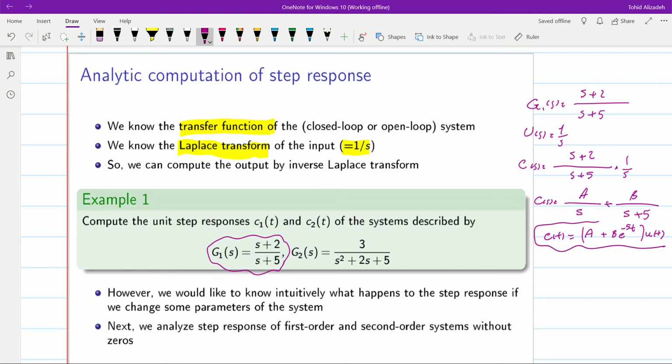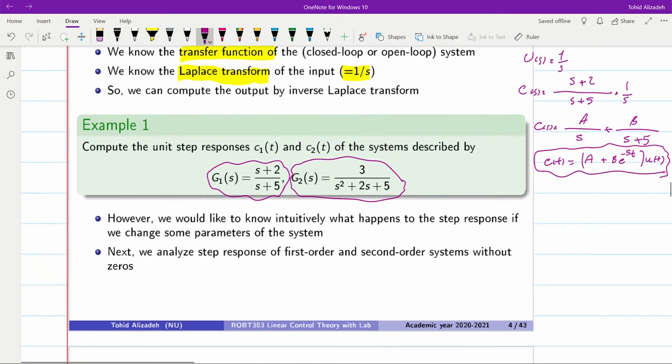So you can indeed find the step response of the system in the time domain in this way by finding the inverse Laplace transform of the output signal. And you can do it for this case as well. In the case of G2, the response will include some sinusoidal signals as well. I guess it's something that you can do on your own. So that's what we can do.